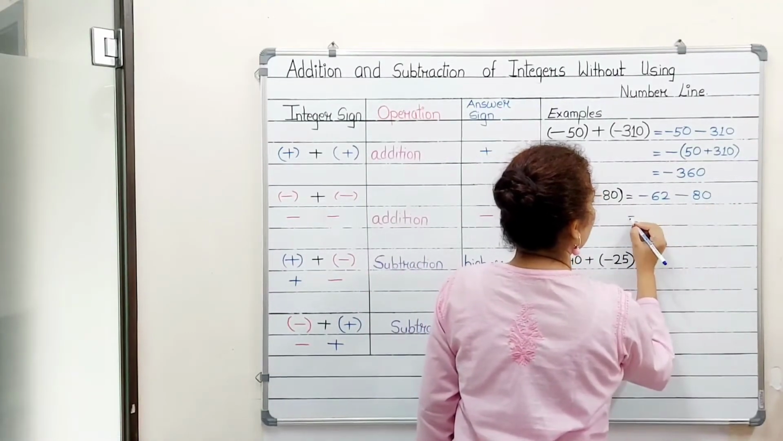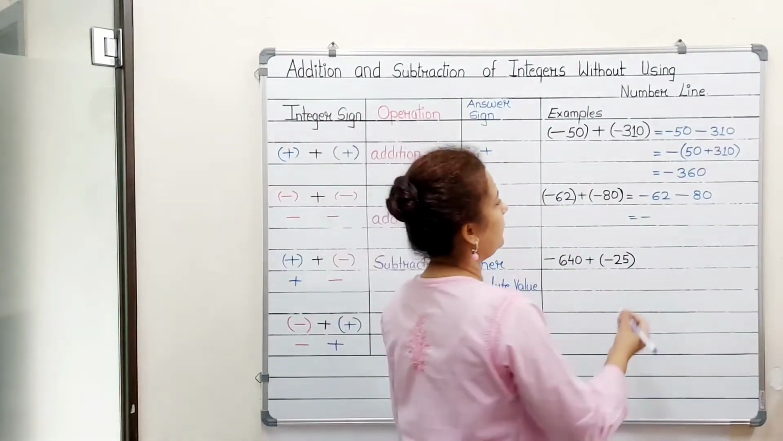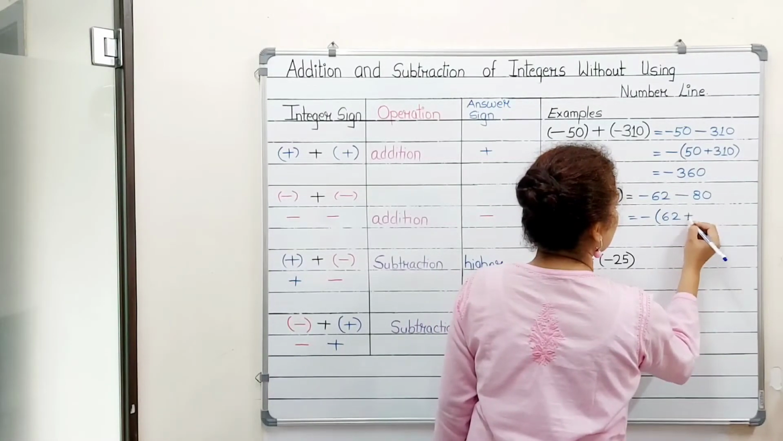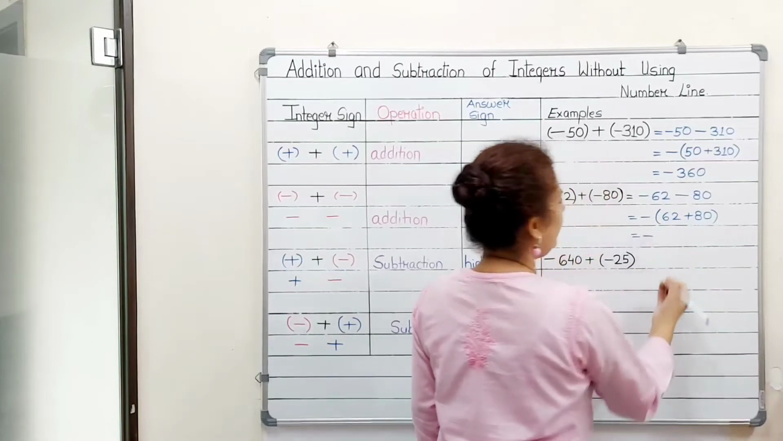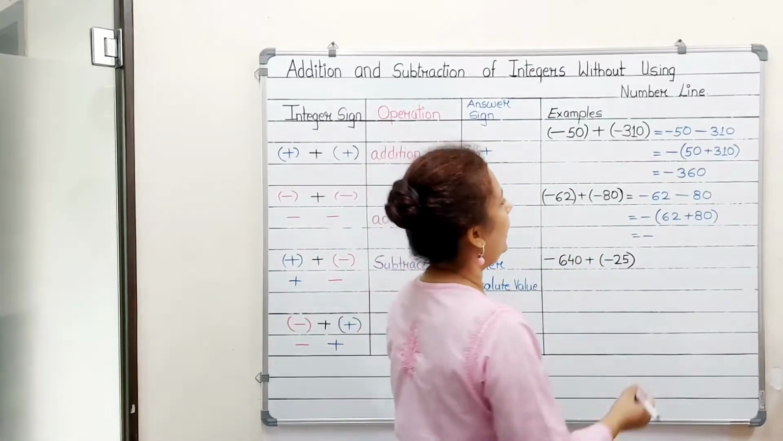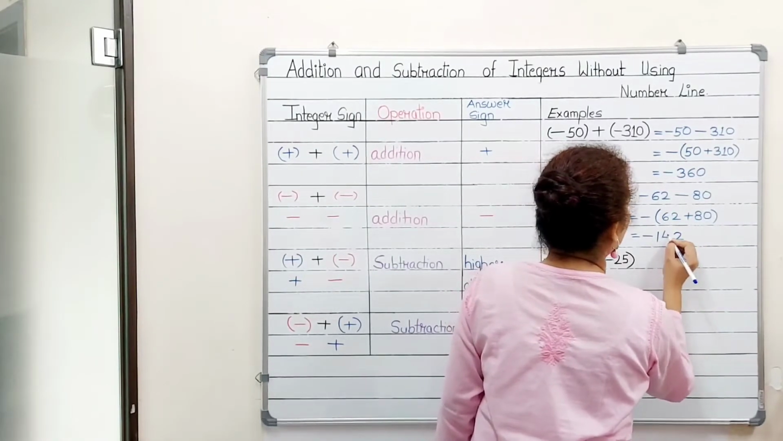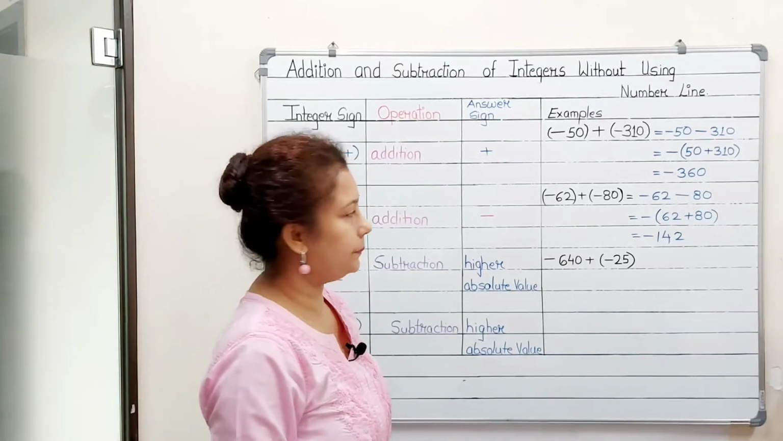So we'll give the common sign of the integers, that is negative, and then we will add the absolute values, that is 62 and 80. So here the final answer will be negative and 142. So minus 142 is the answer.